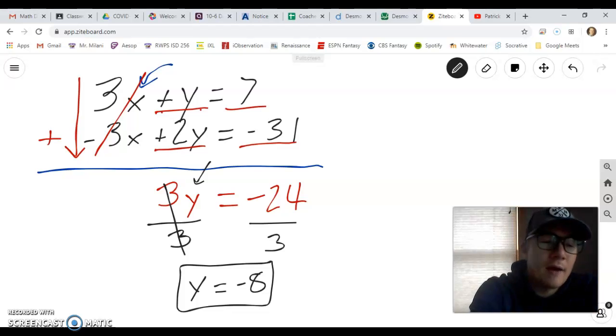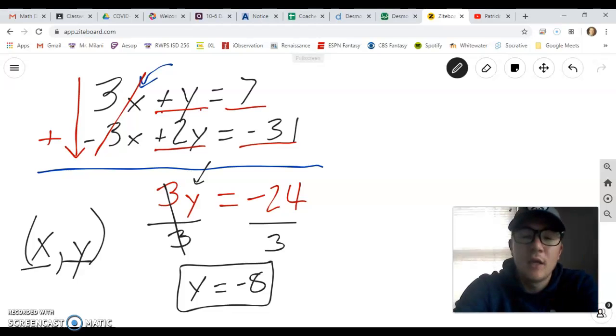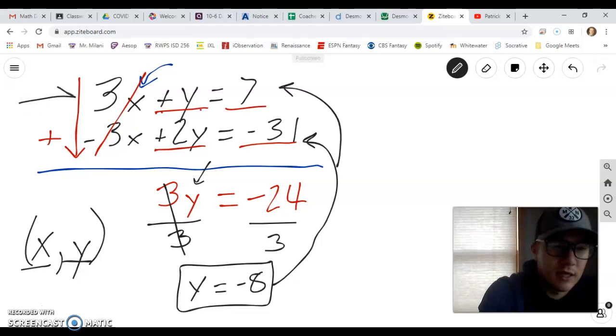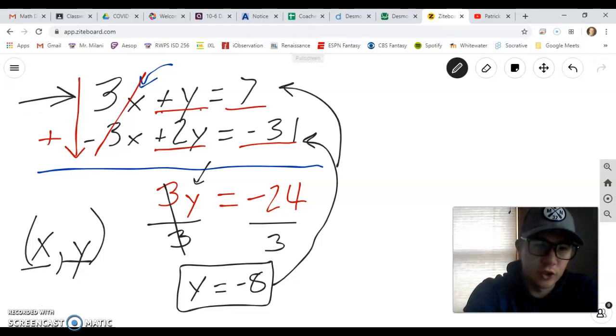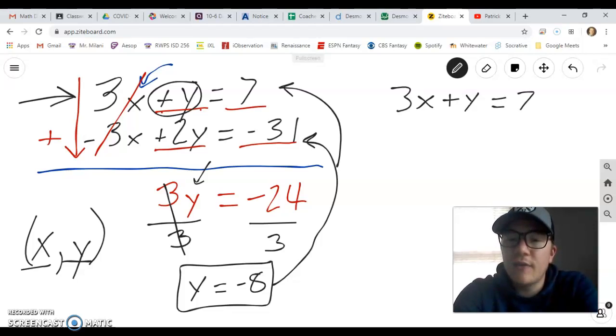Remember, though, we have to have that xy for an answer here. The solution to a system is an ordered pair. It's both an x and a y. So we've only got one of them. So we're going to take that y of negative 8, and we're going to plug it into one of these 2 equations in place of y. Whichever one you choose, that's up to you. I'm going to do this top one because there is a common mistake we see here. So instead of 3x plus y equals 7, you're going to have a negative 8 in for that y.